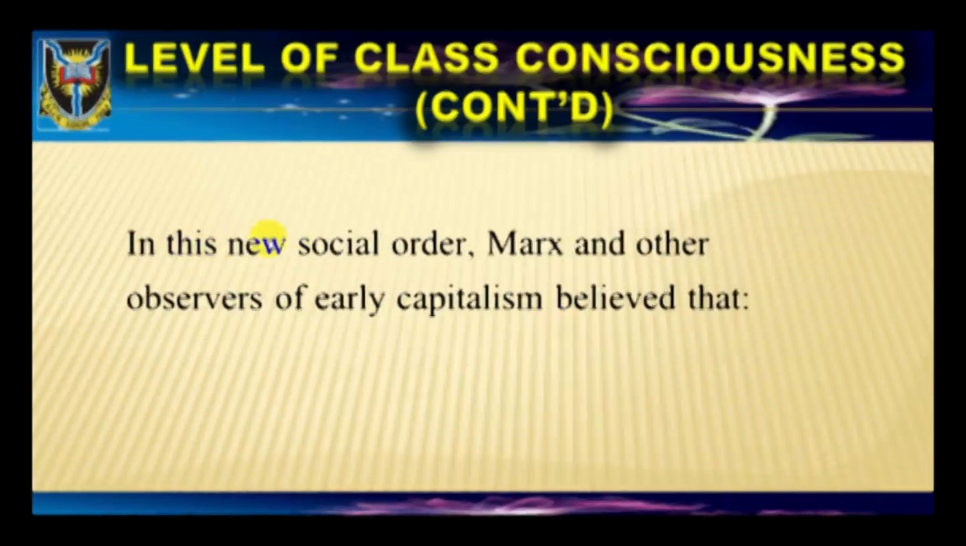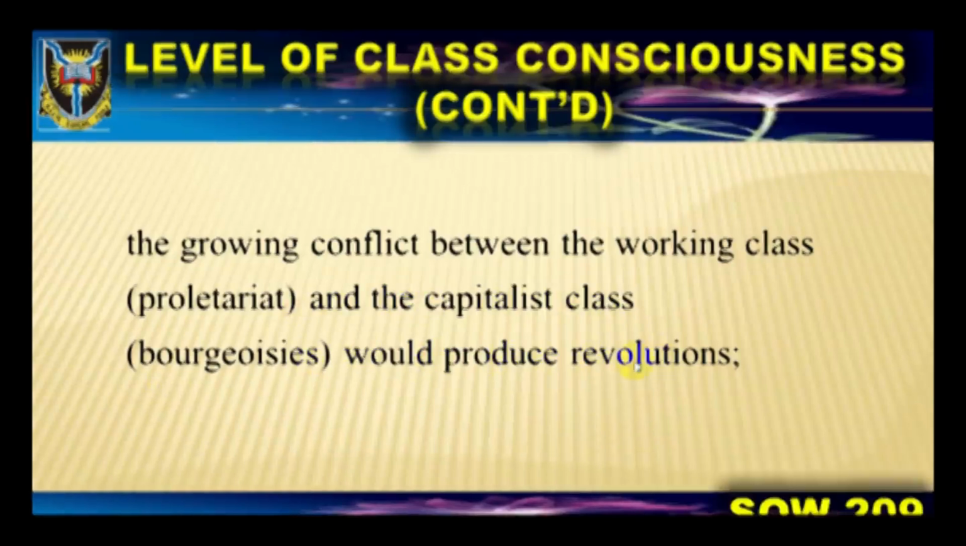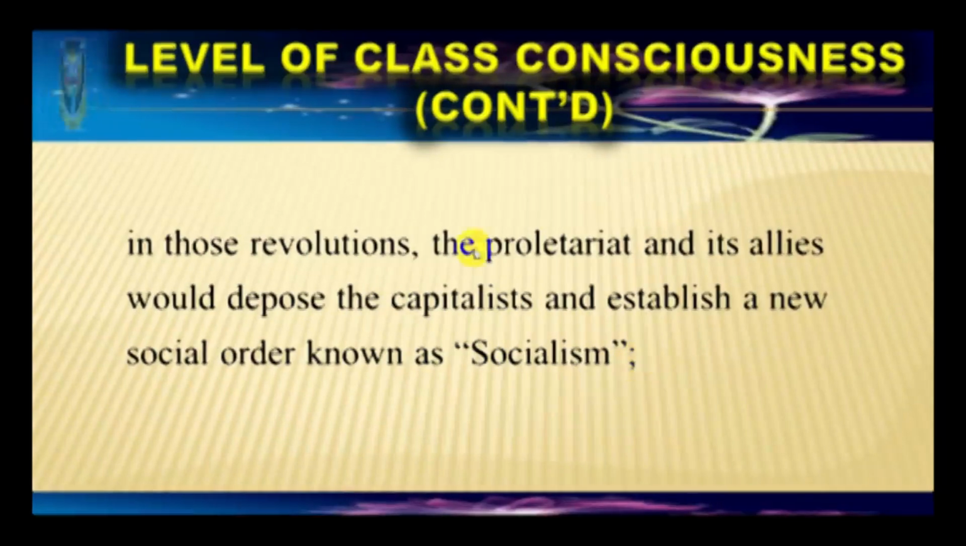In this new social order, Marx and other observers of early capitalism believed that 1. The growing conflict between the working class, the proletariat, and the capitalist class, the bourgeoisie, would produce revolutions. 2. In those revolutions, the proletariat and its allies would depose the capitalists and establish a new social order known as socialism.